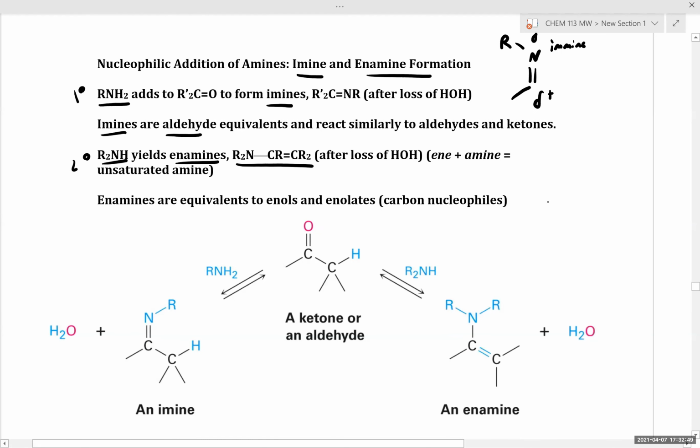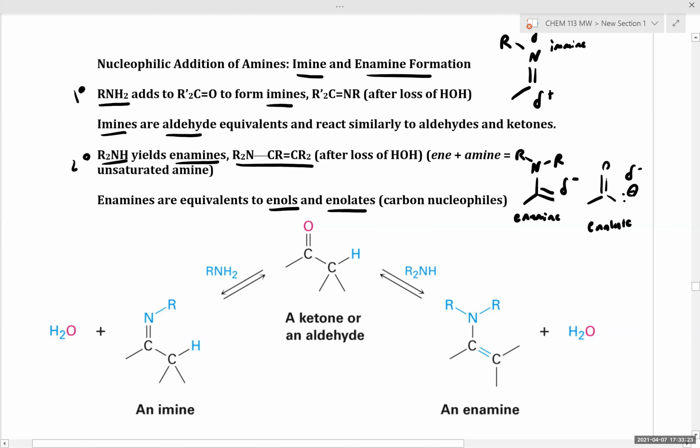An enamine, however, reacts very similar to an equivalent of an enol or enolate. So if we look at an enamine, it can best be thought of as very similar to that of a carbon-centered nucleophile known as an enolate, where enamines are highly electron rich at this alpha carbon.